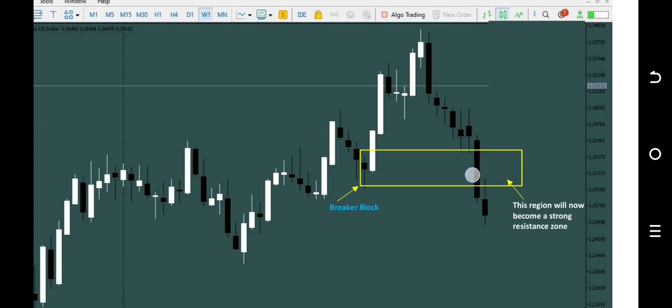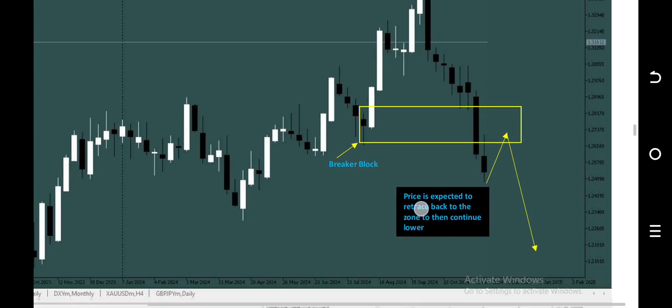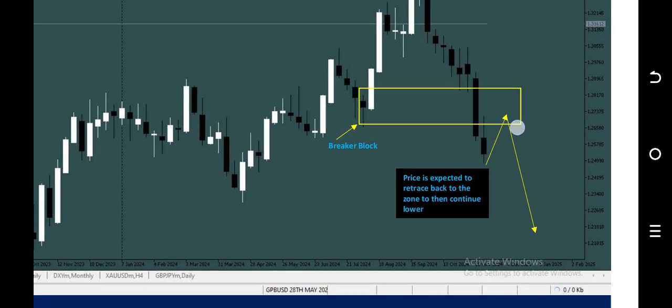Now, look at it. This region will now become a strong resistance zone. So we wait for price to retrace back to this region. Then this region will push price lower. So that is where we get involved. Okay. This price is expected to retrace back to this zone to then continue lower. The moment price retraces back to this zone, then you place your sell entry, or probably you can place your sell limit and place all your parameters.